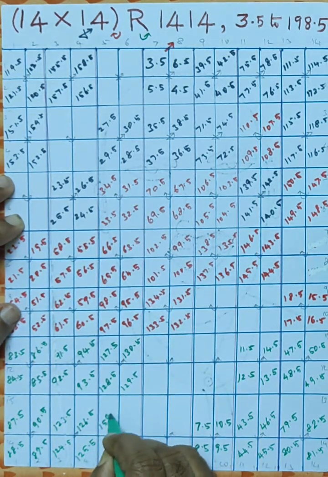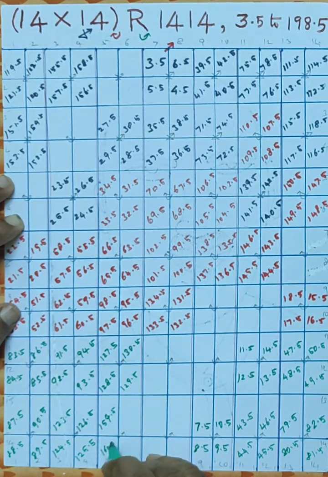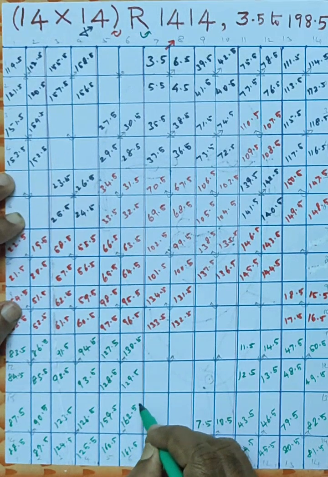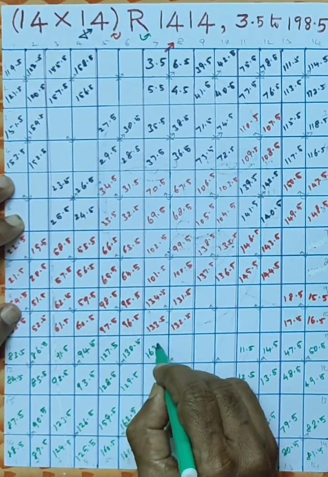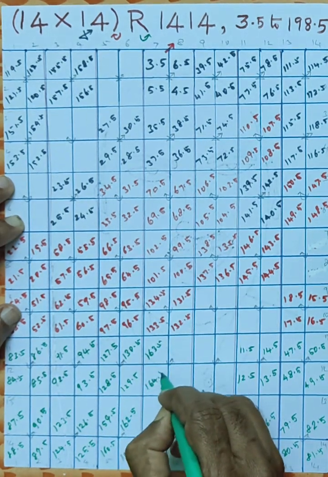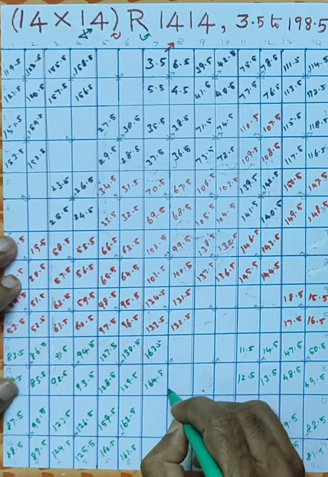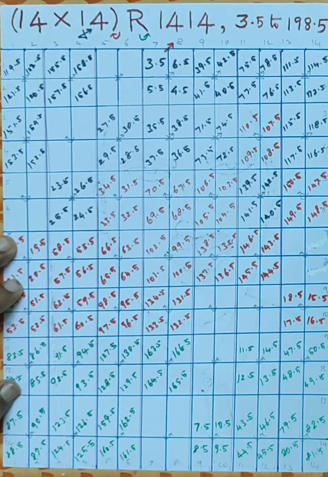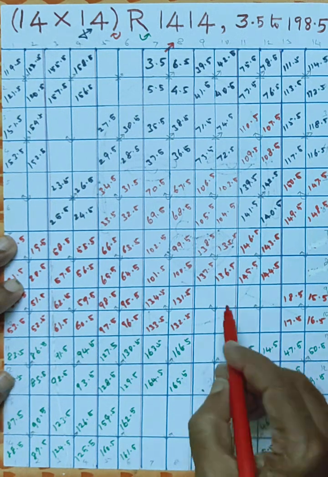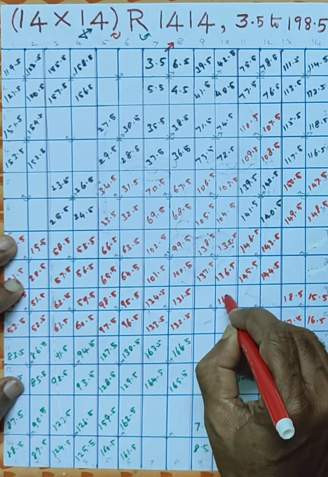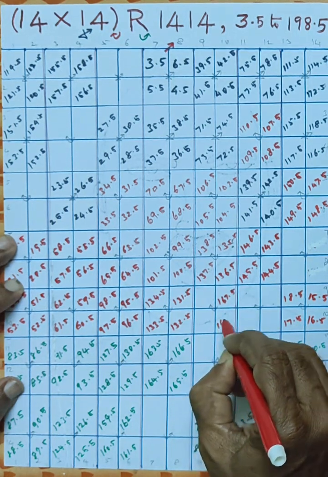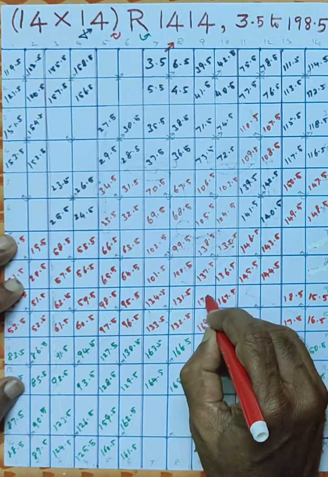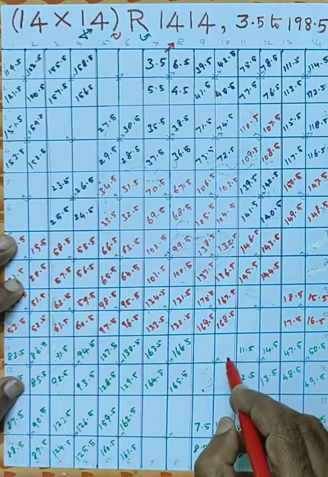159.5, 160.5, 161.5, 162.5, 163.5, 164.5, 165.5, 166.5, 167.5, 168.5, 169.5, 170.5. Can't move this direction, come down.